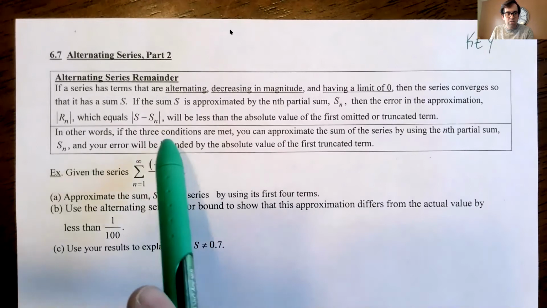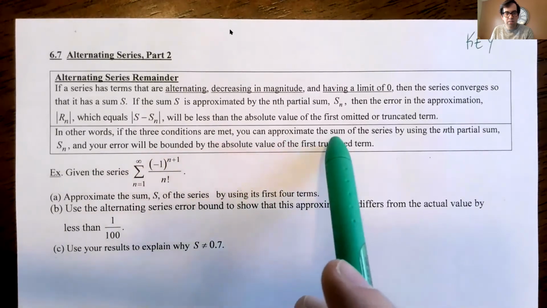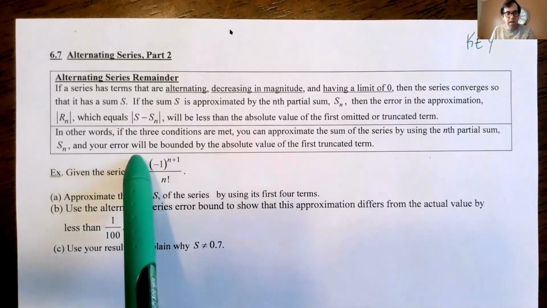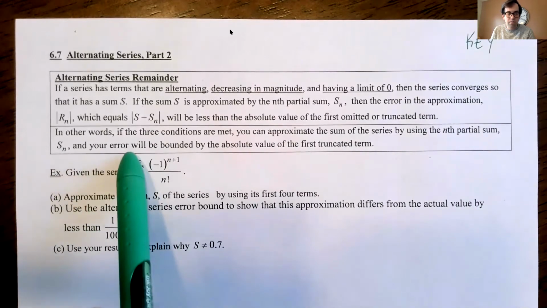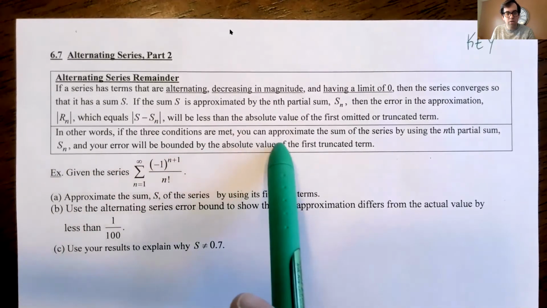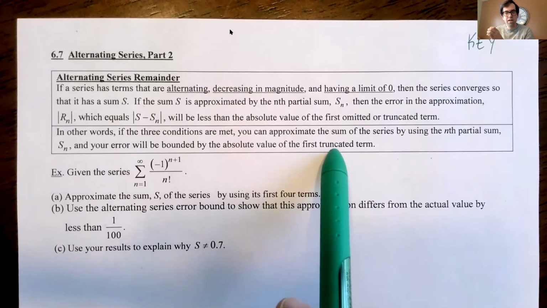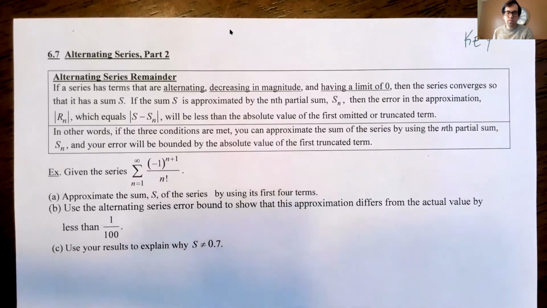In other words, if the three conditions are met, you can approximate the sum of the series by using some nth partial sum, S sub n, and your remainder, or your error, will be bounded by the absolute value of the next term, or the first truncated term, the first term that we didn't use. Okay, so that's a lot.